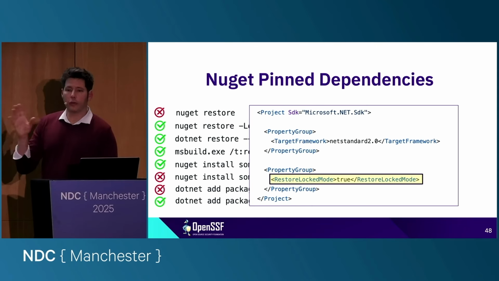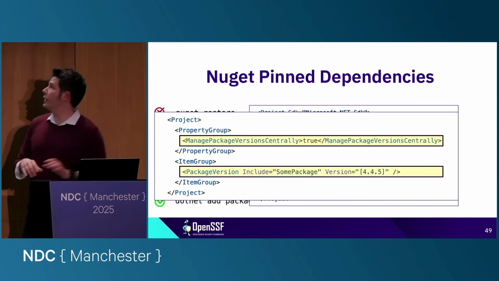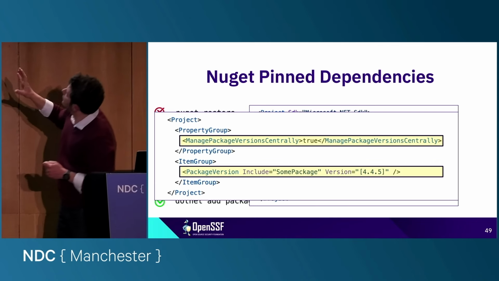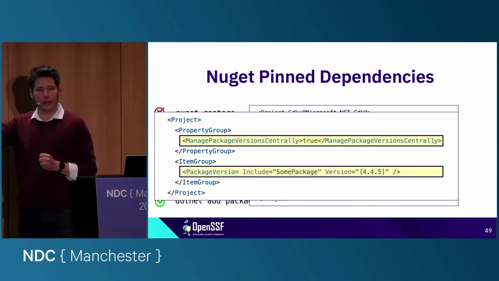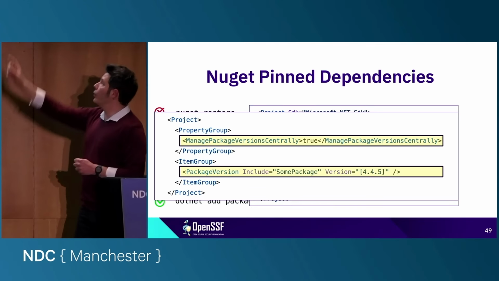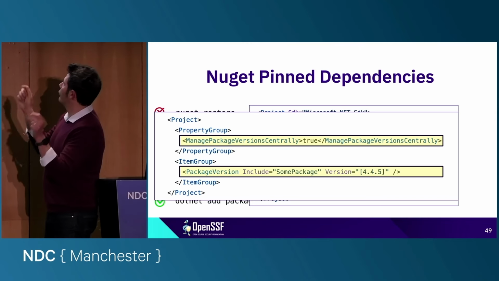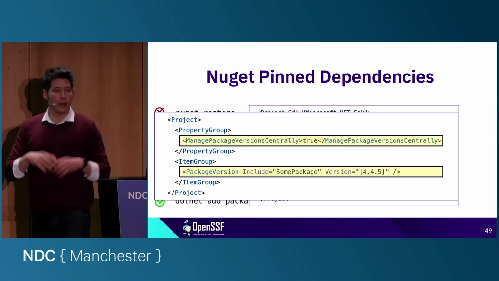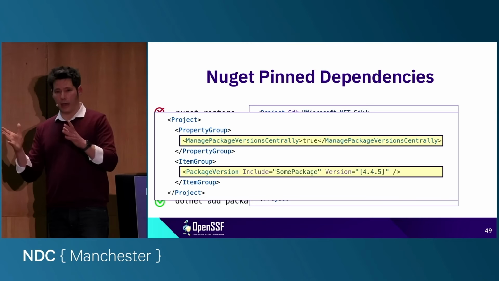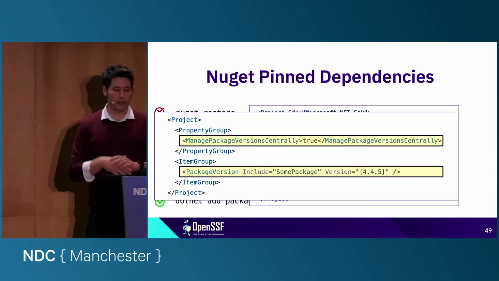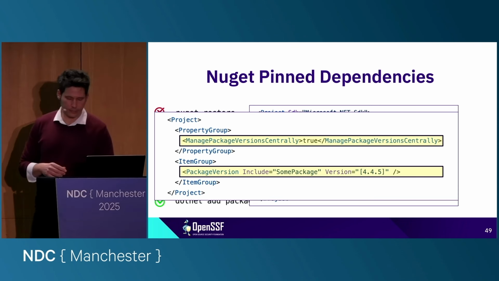Or you can use the newer version of .NET, which uses the CPM, Central Package Management feature, with a specific version, which is the square brackets around the version. Any of those will get you the higher score, and more importantly, pinning your dependencies in .NET.